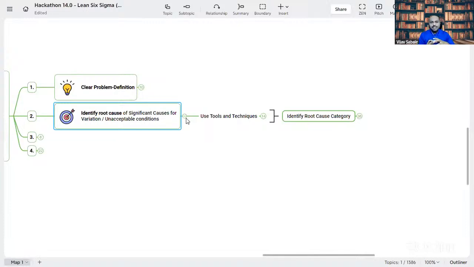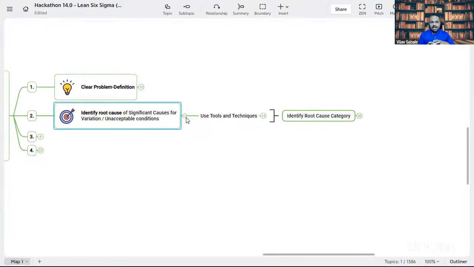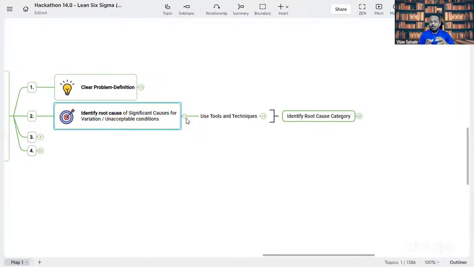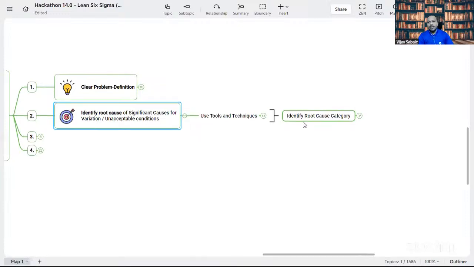Because I've seen many times the identification of the root cause is landing only on the operator skill or the people skill, right? That should be one of the important factors, but that should not be the only factor, right? So there is some sequence in which we need to consider what are the categories, so I'm going to cover in detail what are the root cause categories.